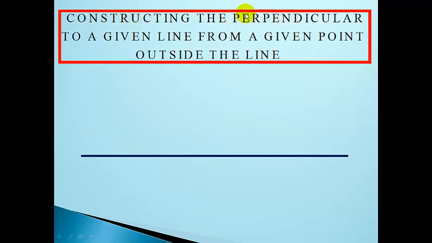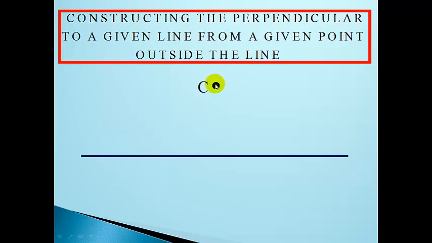Now, constructing the perpendicular to a given line from a given point outside the line. How do we construct the perpendicular to a given line from a given point outside the line? Now, the point can be above or below the line, so indicate your point either above or below the line. Assuming we have our point at C, we want to construct a perpendicular from the point C to this straight line. So after indicating the point, you stand at the point C.